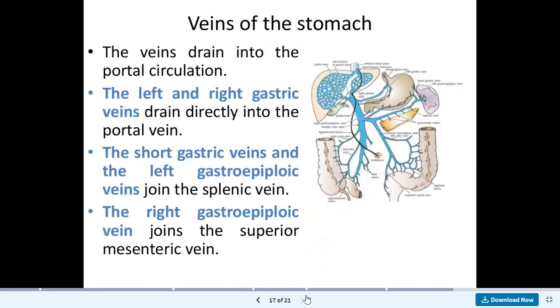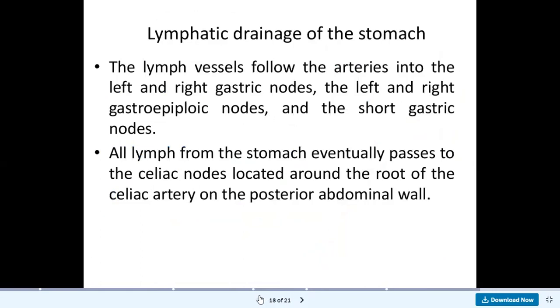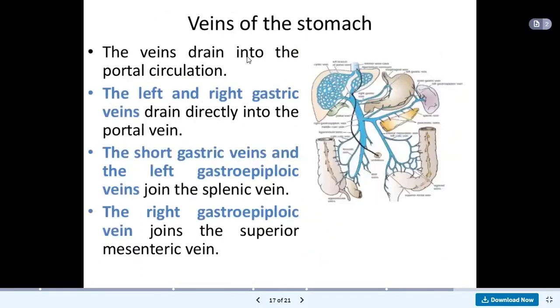Let's quickly look at the venous drainage. It's very short. The veins of the stomach look exactly like the arteries and bear the same names. Where you have the left and right gastric arteries, you will have the left and right gastric veins. Along the lesser curvature you will see the left and right gastric veins, and they drain into the portal vein.